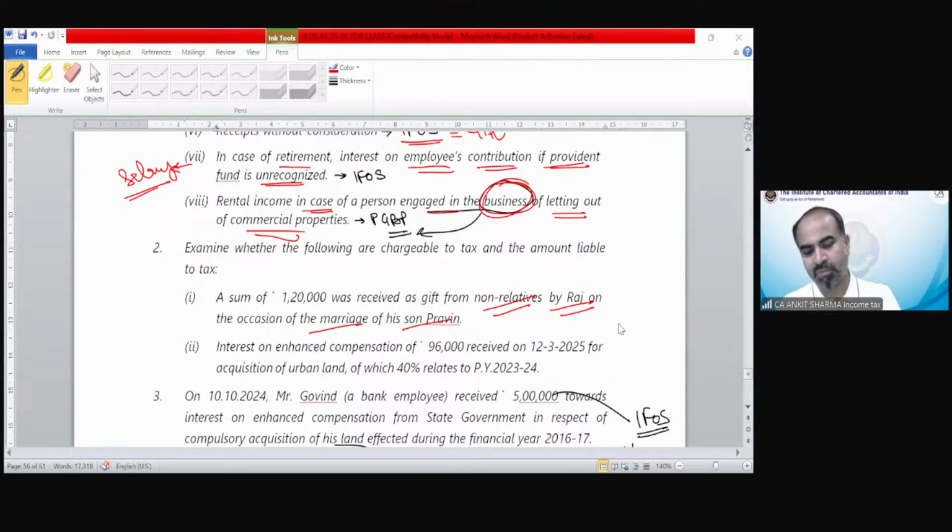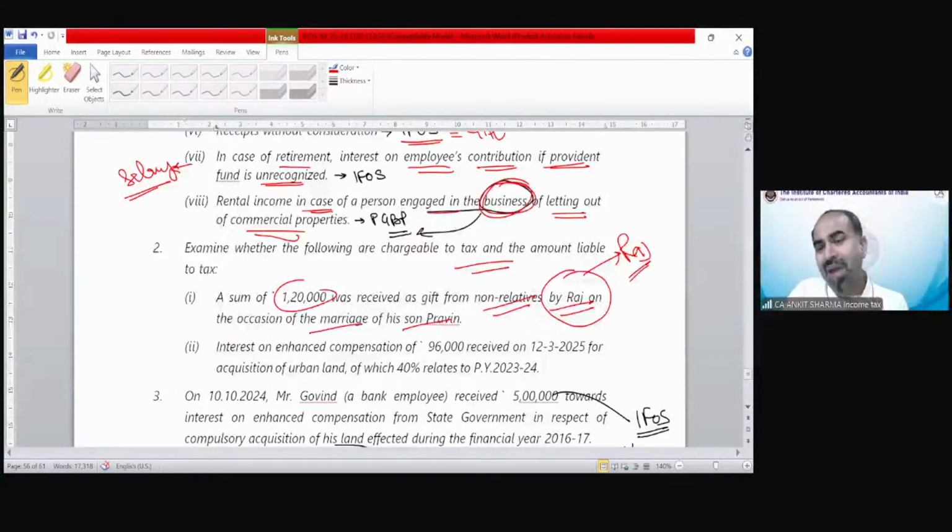So, a gift received on your own marriage is going to be exempted. The question asks about tax liability, and a sum of 1,20,000 was received from a non-relative by Raj. So who is the receiver? Raj is the receiver. Is the marriage of Mr. Raj? No, the marriage is of his son Praveen. If Praveen had received the 1,20,000, that would have been exempted, but he did not receive the amount. Who received the amount? Raj. And it is not the marriage of Mr. Raj. So that is going to be 100% taxable.